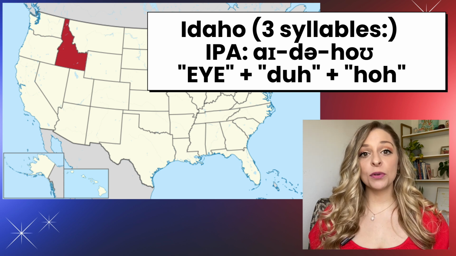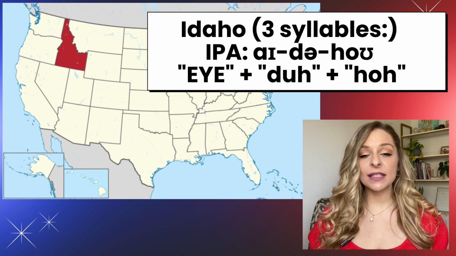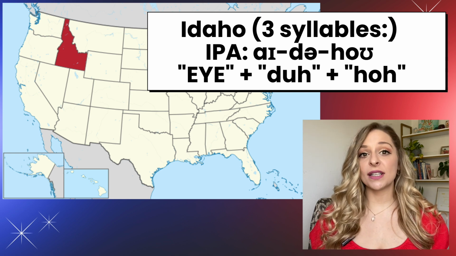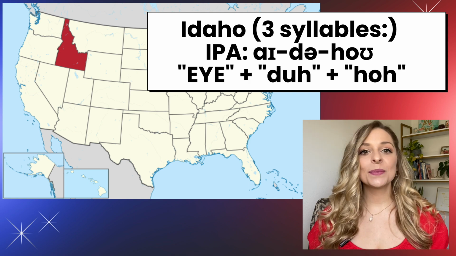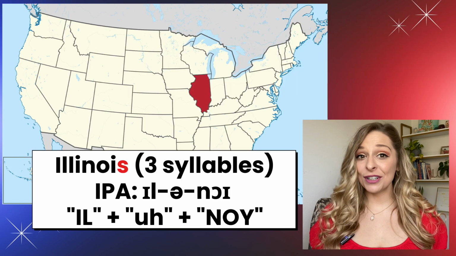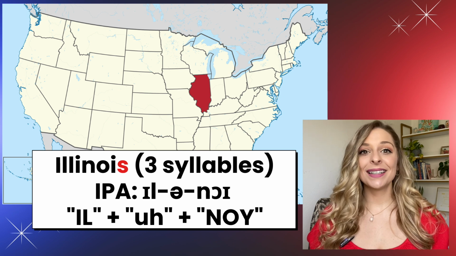This word is spelled pretty similarly to how it's pronounced. It is 3 syllables and we stress the first syllable. Idaho. Number 13, Illinois.